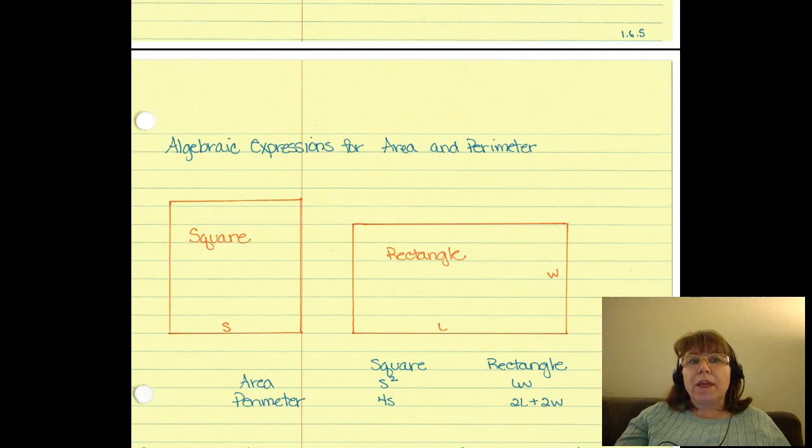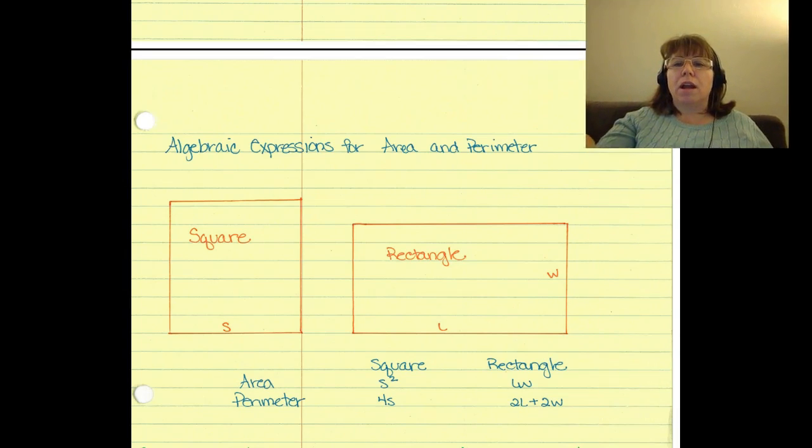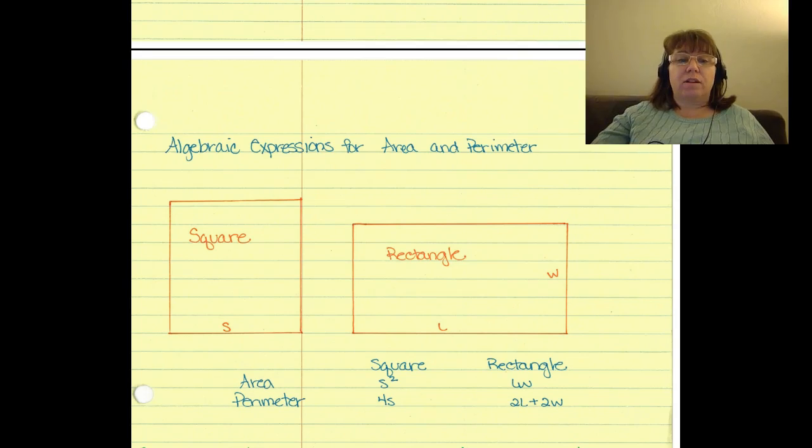I think in my mind it's a little bit simpler to understand. The last thing I want to run through are algebraic expressions for area and perimeter. And the 2 shapes that I give you right now are a square and a rectangle.